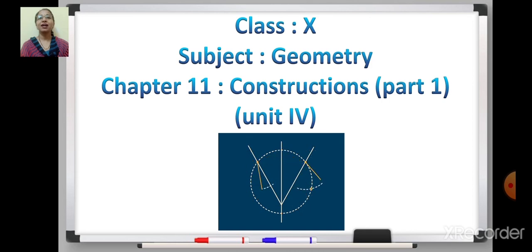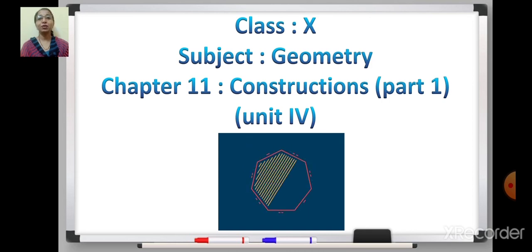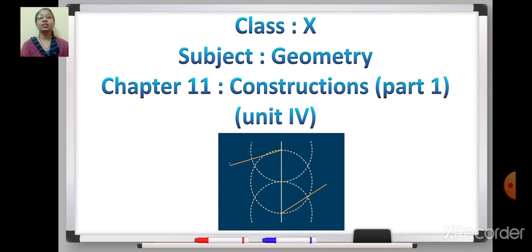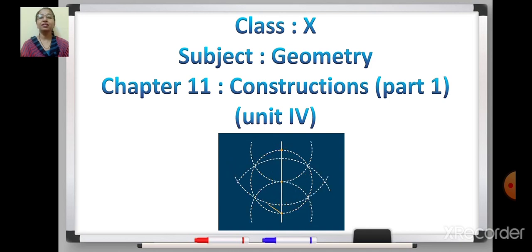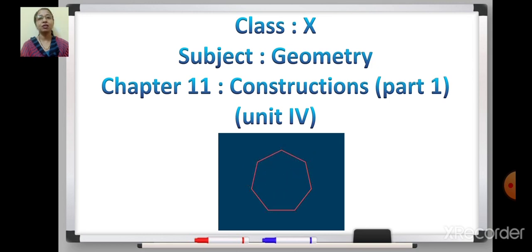In today's class, we are going to start our new chapter, chapter 11, Constructions. Actually, this construction chapter is a part of our Unit 4. Unit 4 consists of 3 chapters: triangles, circles and this construction. And the weightage given to this unit is 15 marks. This is the highest weightage unit.